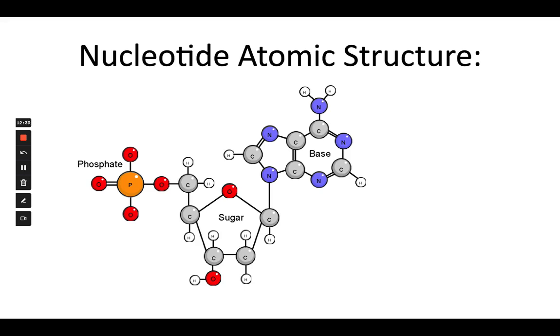So here is the chemical structure for a nucleotide. So you can see that there's the phosphate group with the sugar and the base. So go ahead, if you need to pause this video, pause it, but get this copied into your notes so that you are able to identify it.